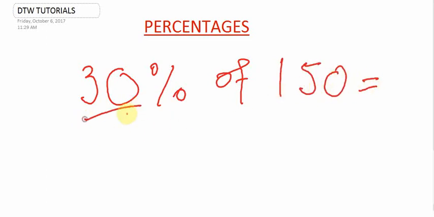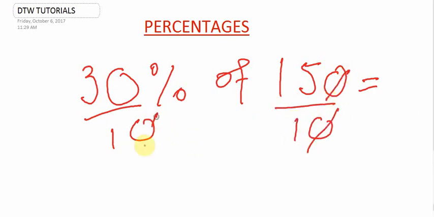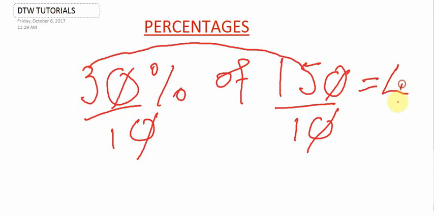As I said, divide both sides by 10. Divide this by 10, divide this by 10, where this will cancel out and this will cancel out. So we're left with 3 and 15. And what is 3 times 15? 3 times 15 is 45. So 30% of 150 is 45.